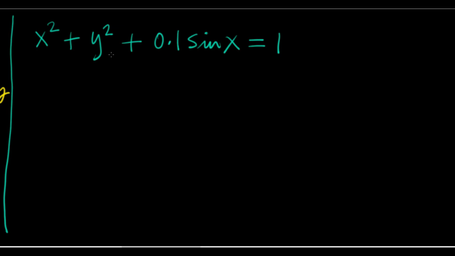Okay, I can change it a bit actually. Come to think of it, I can make it 0.1 sine xy equals 1. This is a slightly deformed circle, but it is still not easy for us to solve for y in terms of x or x in terms of y. Now, we can try the old game.